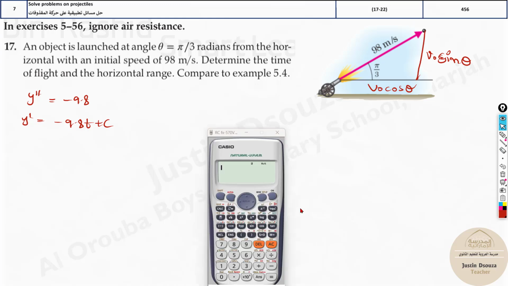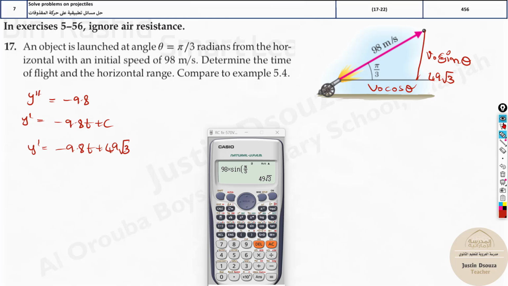All you need to do is this speed, velocity is 98 into sine theta, pi by 3. Your calculator must be in radian mode because it's in pi. The answer is 49 root 3. Let me just write it over here. That is 49 root 3, and even over here it's the same thing. Plus c will be minus 9.8 t plus 49 root 3.